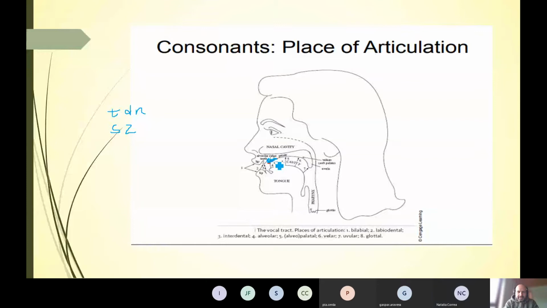When you say S as in sun, sector, six, and when you say Z, zoom, zen, zip, the tip of the tongue is raised towards the alveolar ridge, but it's not actually touching, leaving some small room for the sound, the airflow to escape.